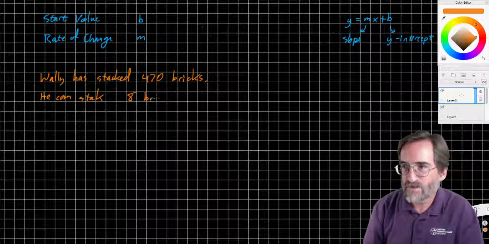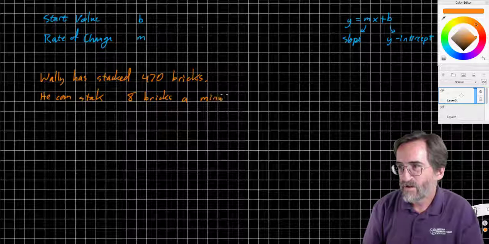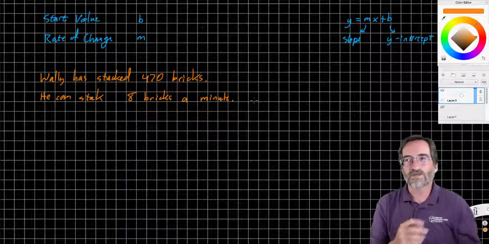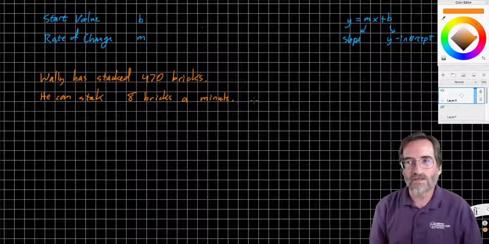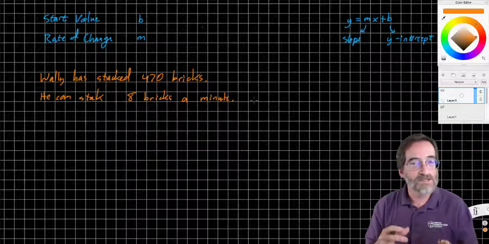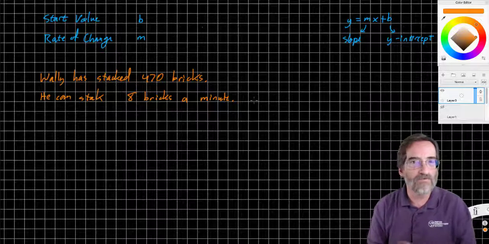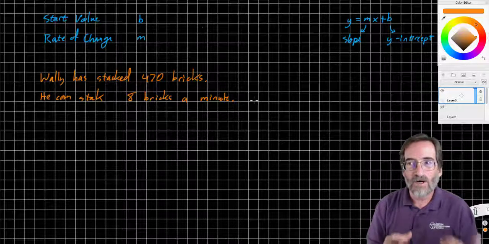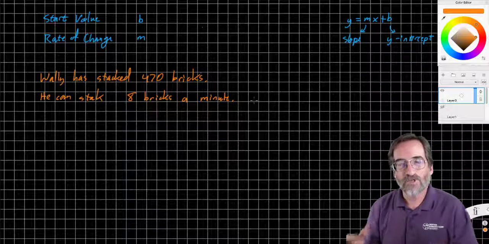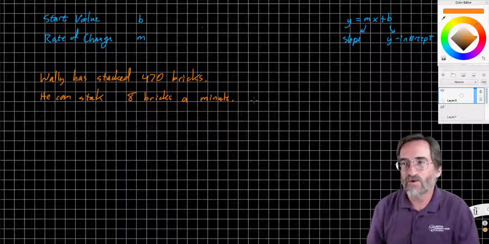Bricks a minute. Okay, and that obviously is our rate, right? So we've got this situation. He's already stacked 470 bricks. He can stack 8 bricks a minute. The hint that that's a rate is a minute. Bricks per minute or a minute. Anytime you have a rate, it's 2 units, like miles per hour, feet per second, dollars per hour, etc. So we have one rate of change that is changing over another, right?